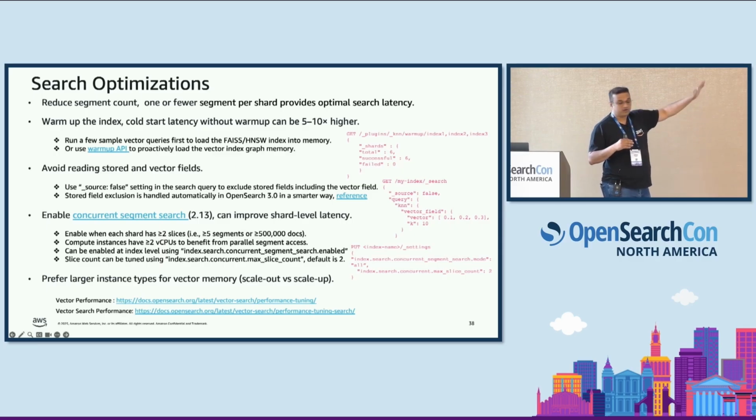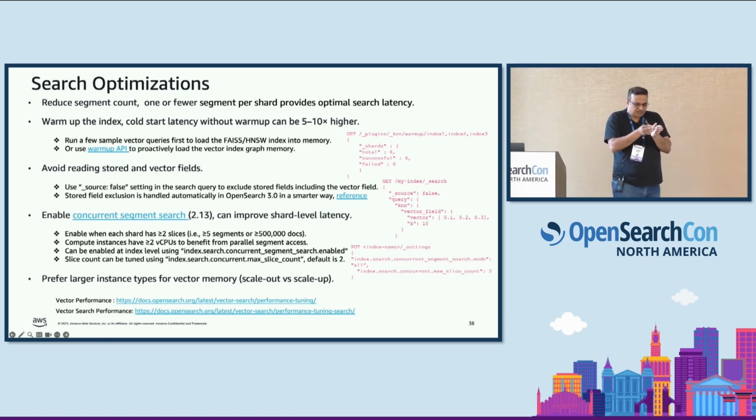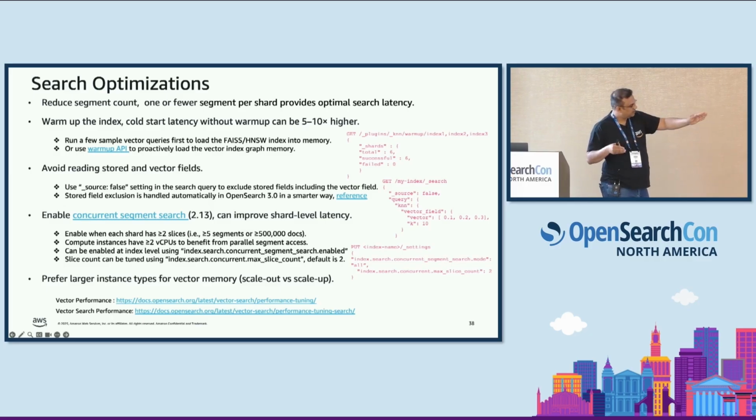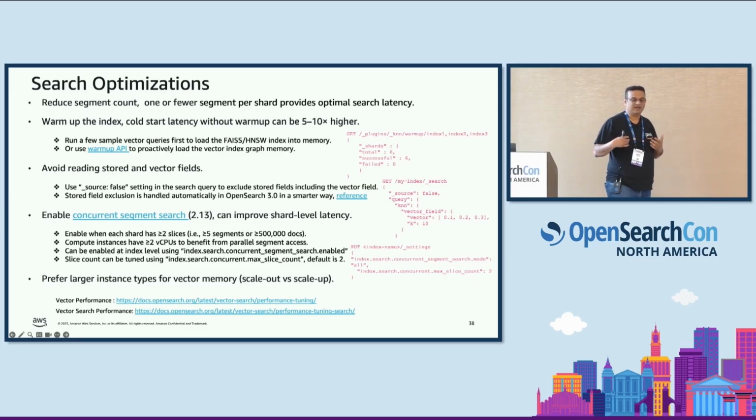And this is applicable not just for vectors. In general, any searches can make use of concurrent segment search. And there is something called slice counting, because a slice count defines a parallelism by default. When you enable this feature, 2 will be the number of slices. You can increase the slice count also dynamically if you have more CPUs to read more segments in parallel.